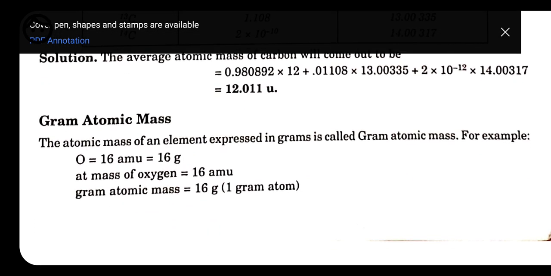Now gram atomic mass. What is gram atomic mass? The atomic mass of an element expressed in grams is called gram atomic mass. We just have to convert this AMU into gram without changing the ratio. Like oxygen is equal to 16 AMU, meaning the mass of oxygen is 16 atomic mass units. On the basis of gram atomic mass, it can also be represented as 16 gram.